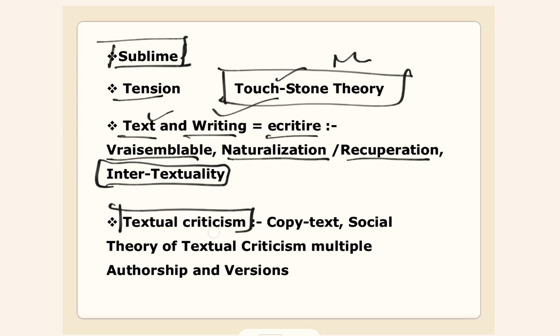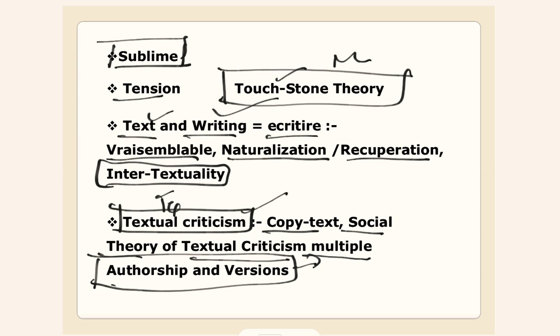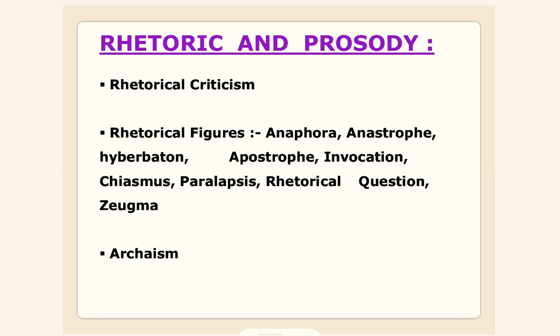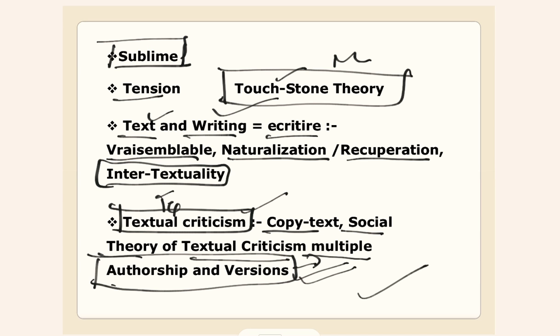Finally, textual criticism. Look at this, friends. Text is very important here, like copy text, social theory of textual criticism, multiple authorship and versions. This was much disputed during the Renaissance time, authorship and versions. So there are different versions of Shakespeare's plays from earlier. That's why this concept is very important in literary theory and criticism. We have to study this topic with authorship and versions. Okay, moving on to the very next. So what we have discussed up to here, all those are the terms associated with literary theory and criticism.